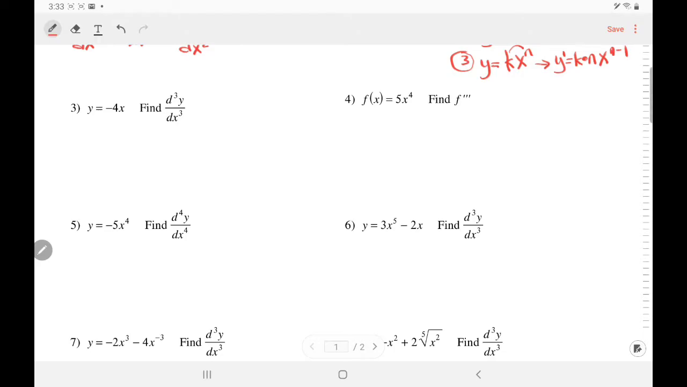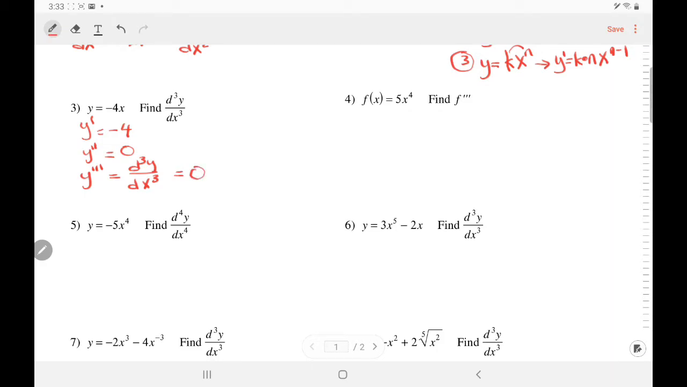Let's practice number 3. d3y over dx cubed simply means deriving 3 times. First derivative, let's call it y prime. Use rule number 2, it's just the constant -4. Second derivative, use rule number 1. Derivative of a constant is just 0. Third derivative, you can say y3 prime, or it's equivalent to saying d3y over dx cubed. Well, we're deriving the second derivative, and derivative of 0 is still 0.